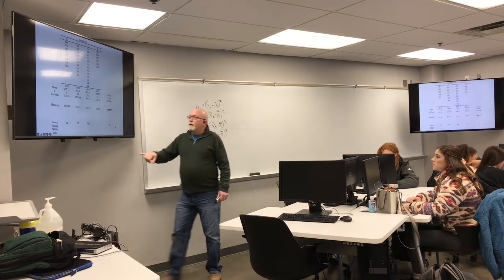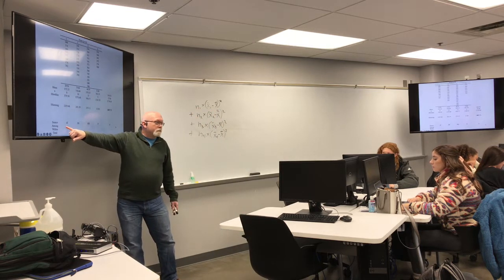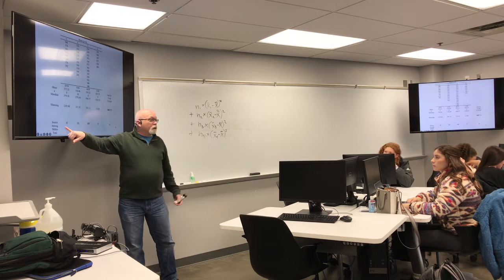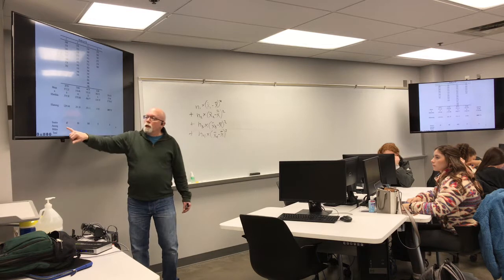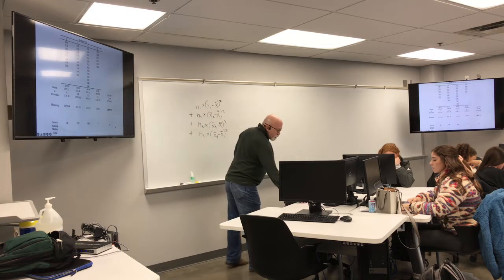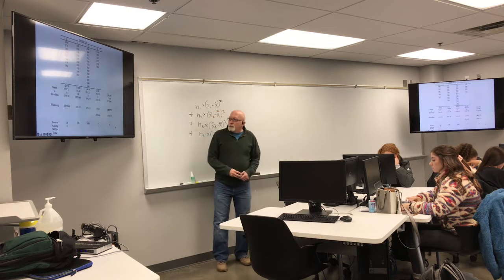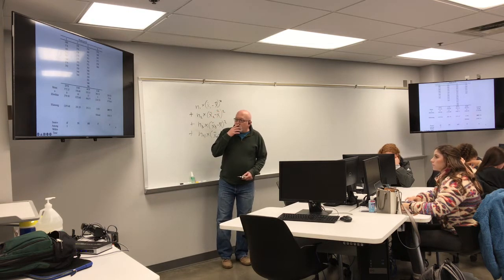What's the degrees of freedom for comparisons among means? It's the number of treatments minus 1. We have 4 treatments, so this should be 3. What's the degrees of freedom for within?